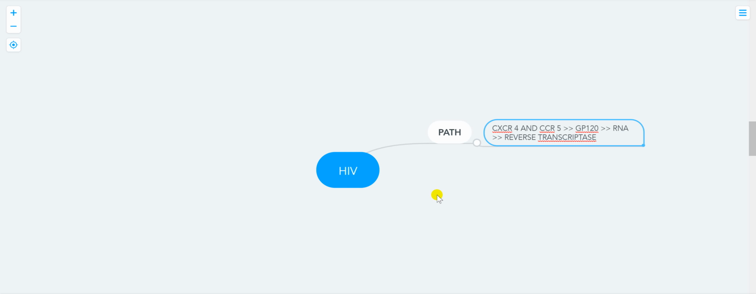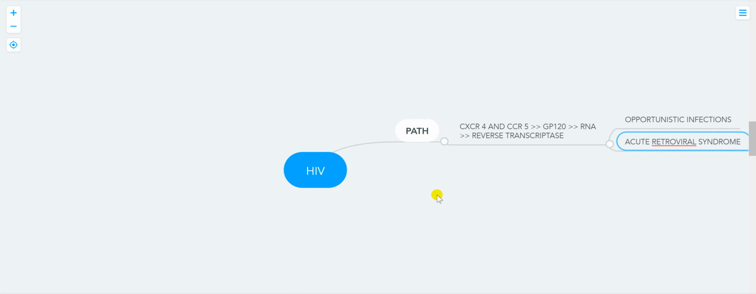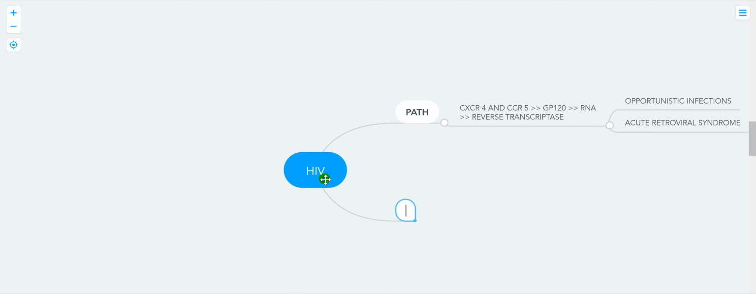How does the patient present? The symptoms will be either opportunistic infection or acute retroviral syndrome. After this process happens, it can cause opportunistic infections, so it weakens the immune system and opens the door for other bacteria and other microbes, or it can cause acute retroviral syndrome. So that's the thing about HIV.